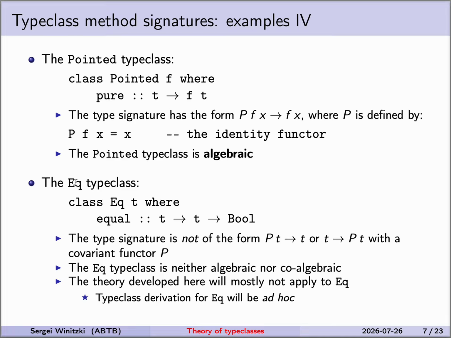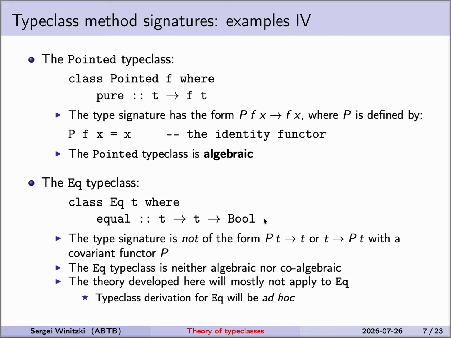The final example is the equality type class, which has this method. And we find that we cannot write this method type either in the form pt to t or in the form t to pt. Now we can write t to pt, where pt is a function t to bool, but that's not going to be covariant in t. And so that is not of a co-algebraic form. So this type class is neither algebraic nor co-algebraic.